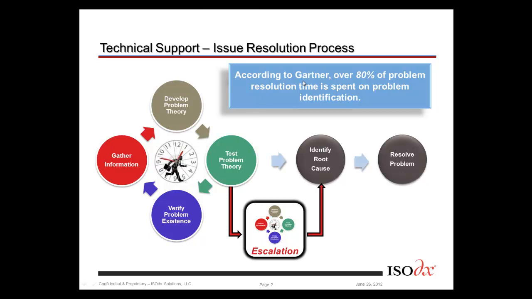According to Gartner, 80% of the resolution time is spent on identifying the problem. So this cyclical process that occurs here, as well as in the escalation process, comprises 80% of the issue resolution time. This is obviously pretty frustrating for our customers who are, again, kind of held hostage, if you will, to be part of this issue resolution process.